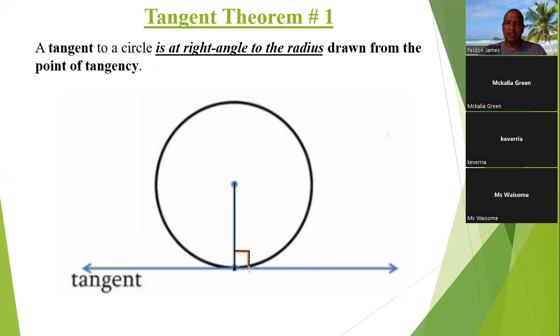Now you need to know these theorems, guys, because without knowing the theorems, you won't be able to determine angles. The theorems are what we are using to determine angles. So you have to know the theorems. All right, guys. So that's the first tangent theorem we're looking at. Let us look at another one.